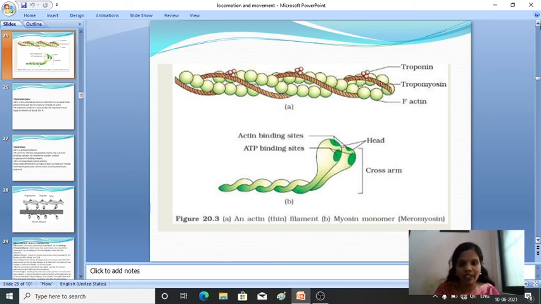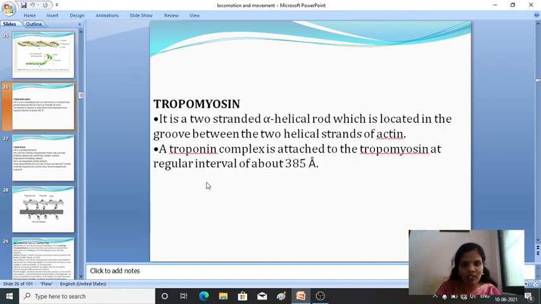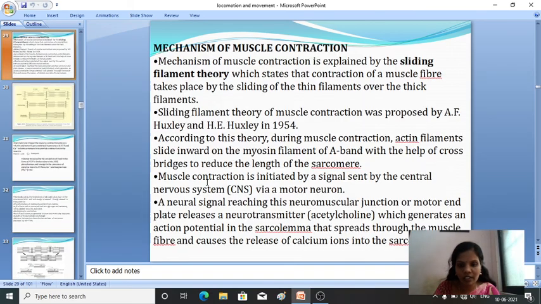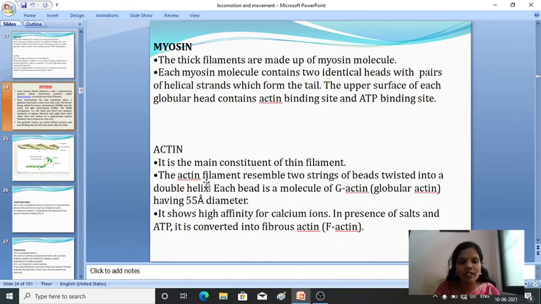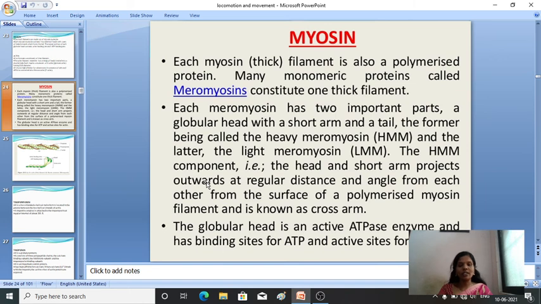You already know that the structure of actin is generally made up of two spirally beaded structures twisted around like a double helix, with troponin and tropomyosin on their surfaces. Then the structure of myosin, which I forgot to mention yesterday. Myosin is a thick filament, and actin is a thin filament.